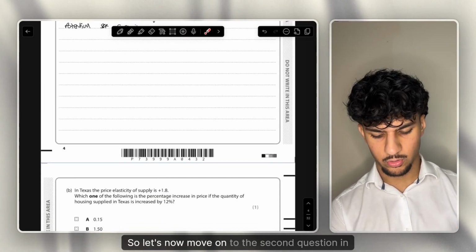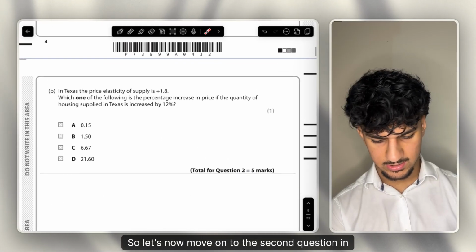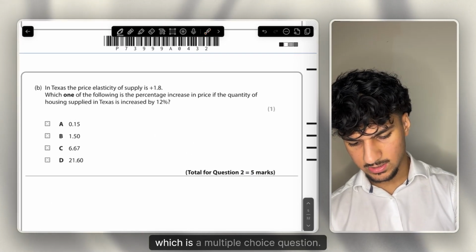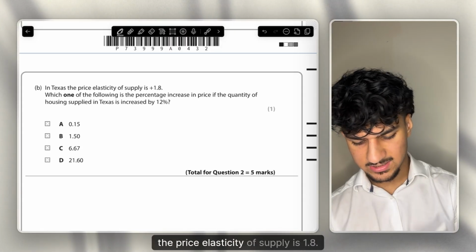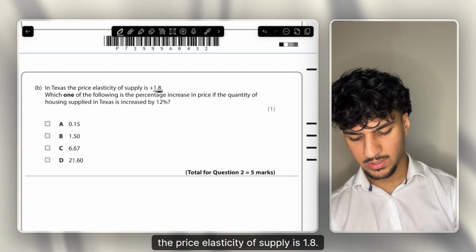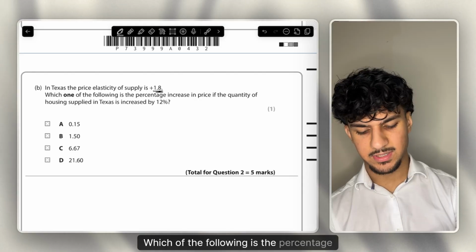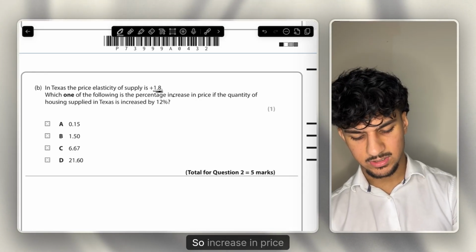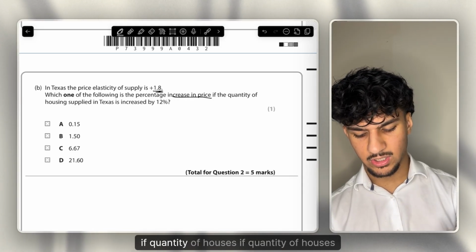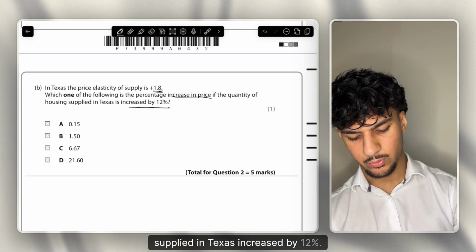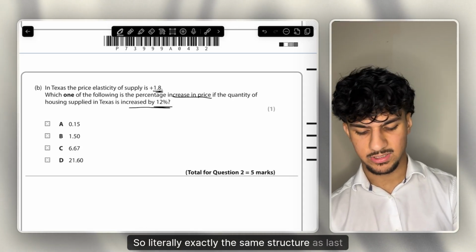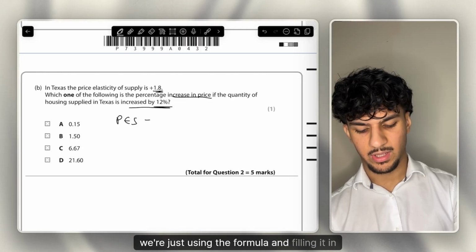So let's now move on to the second question in question 2, which is a multiple choice question. So in Texas, the price elasticity of supply is 1.8. Which of the following is the percentage increase in price if the quantity of houses supplied in Texas increased by 12%? So literally exactly the same structure as last time. We're just using the formula and filling it in again.